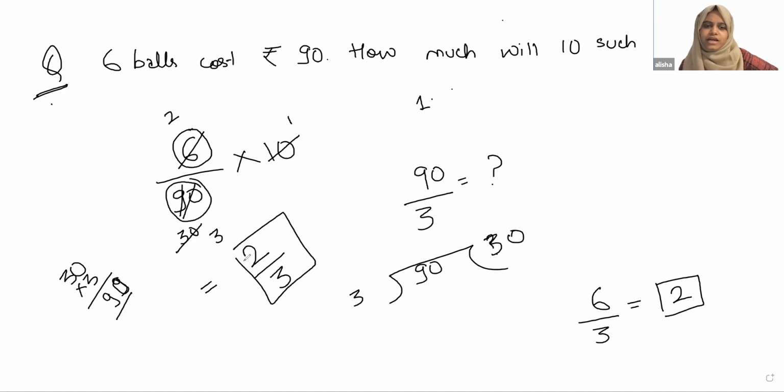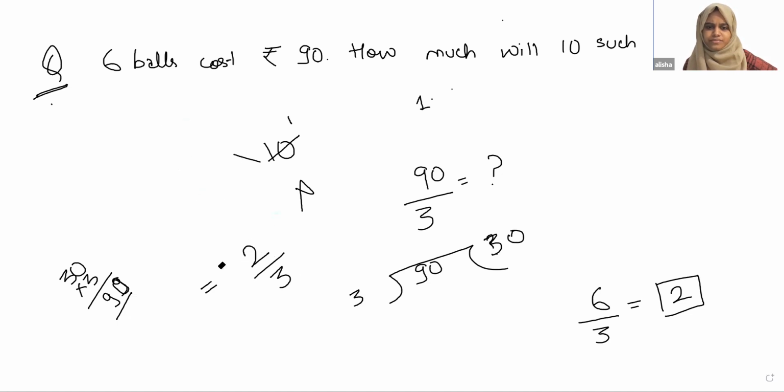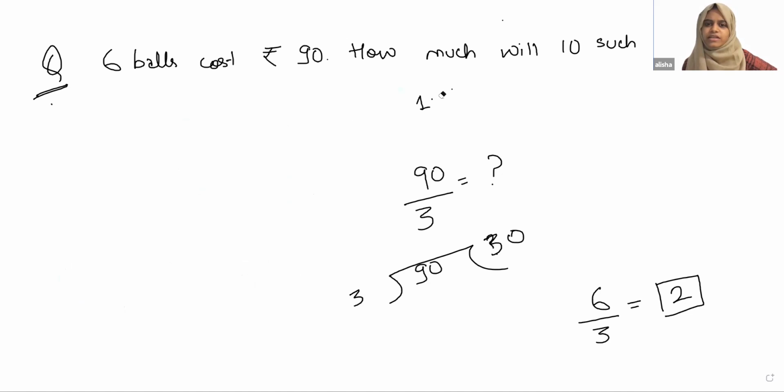Okay, the answer is 2/3, but it's wrong. You have two incorrect statements. Let me show you. The way which you have done, as per your calculation, this is fine, but you have done it in a wrong way. Okay, Aisha? Okay.